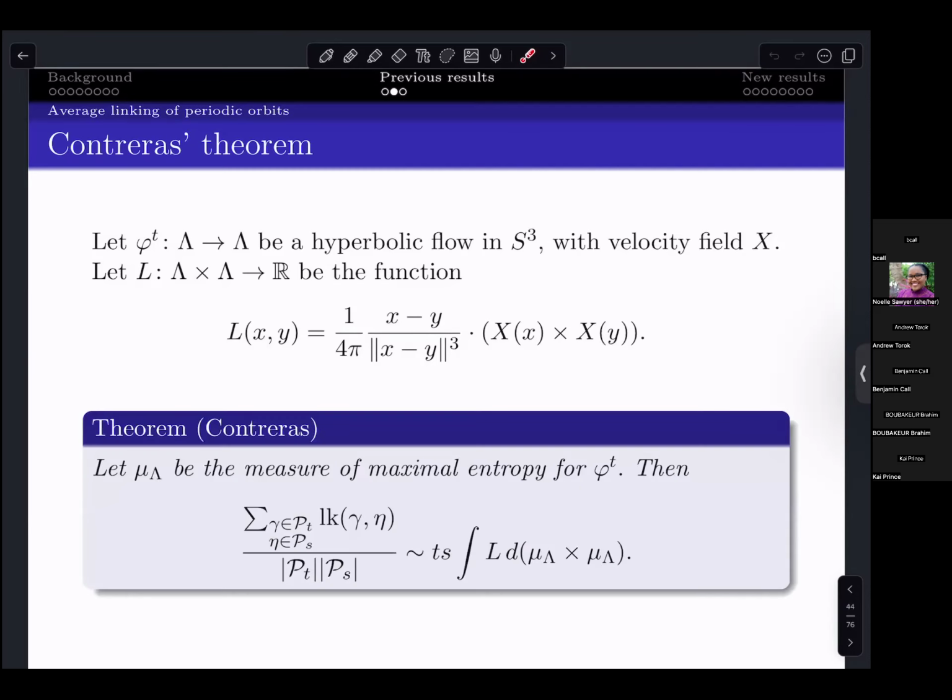What can you say about this function? Well, the theorem is this. My hyperbolic flow has a unique measure of maximal entropy. This is a classical result, probably of Bowen. And it turns out that if you look at the average linking number over all periodic orbits of length approximately t and all periodic orbits of length approximately s, the thing on the left-hand side, it grows like t times s times the integral of that function with respect to the product of the measures of maximal entropy. The constant, like the integral, in this context is not super interesting, but it's just to show you that you can write down the precise integral. In other contexts, the integral does get more interesting.